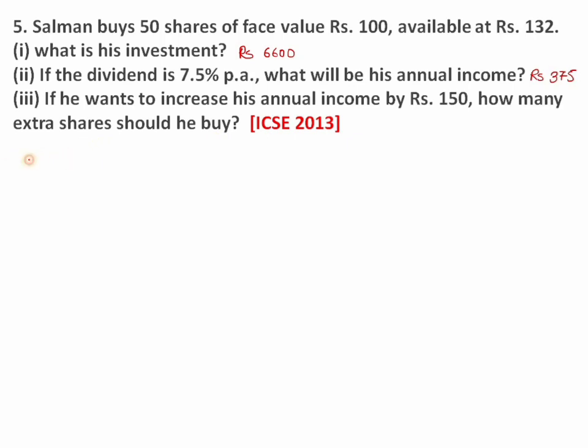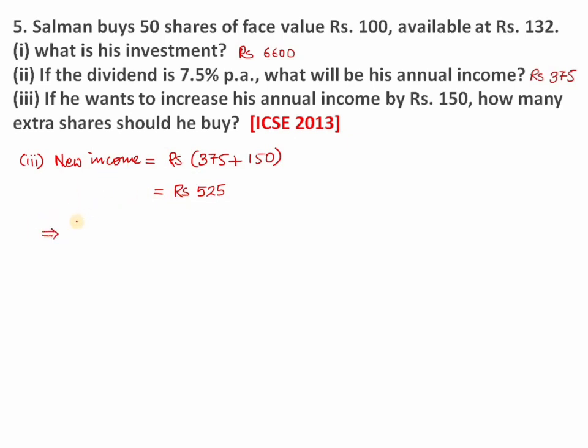So now let's write down the answer for the third part. We will write what is new income, or you can say new dividend. So new income is rupees, and what was the earlier one? It was 375 plus 150, because he wants to have more income. When you add, you get 525 rupees. Earlier his income was 375. Now this time he wants his annual income to be rupees 525. The dividend is rupees 525. This is also dividend, isn't it?